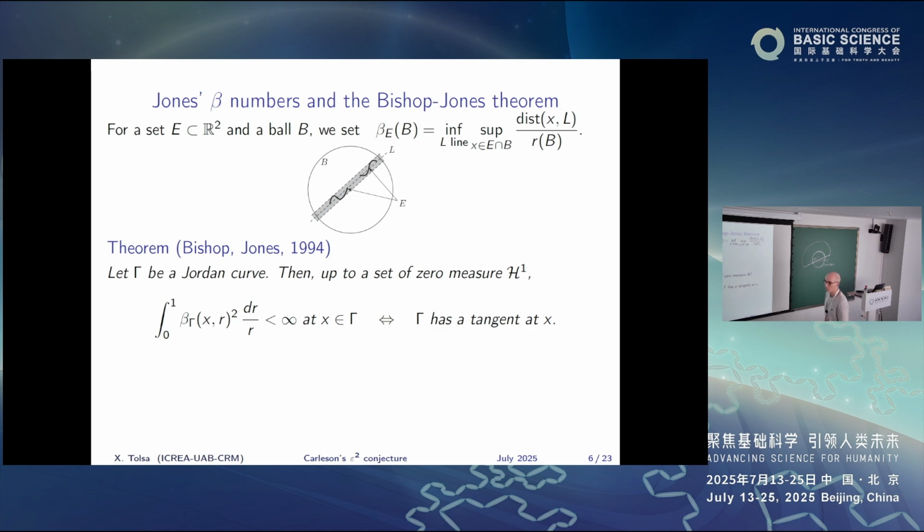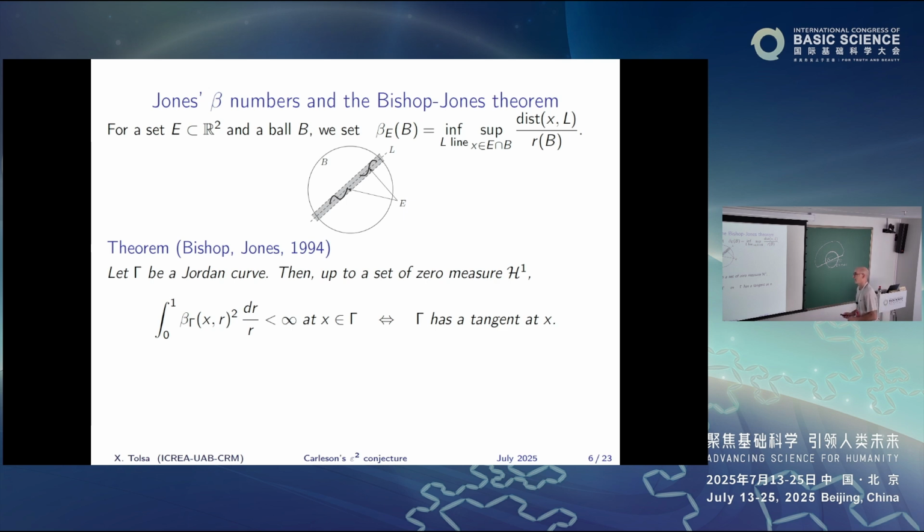But of course, the only interesting lines are the ones that, for example, are close to E modulo some constant. One can assume that the lines intersect the set E. So there is no restriction in assuming that the lines intersect the point.